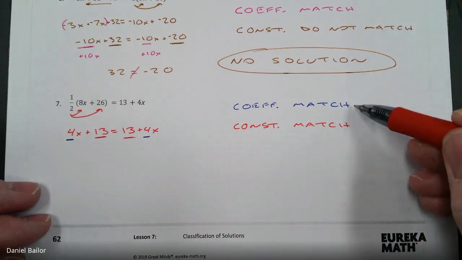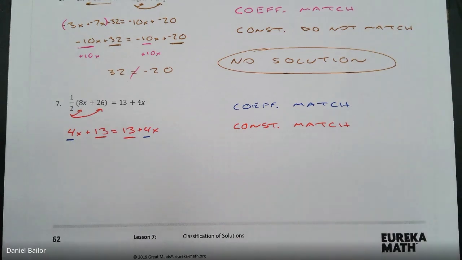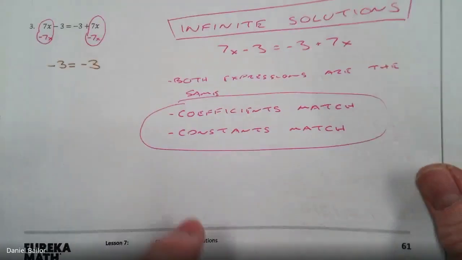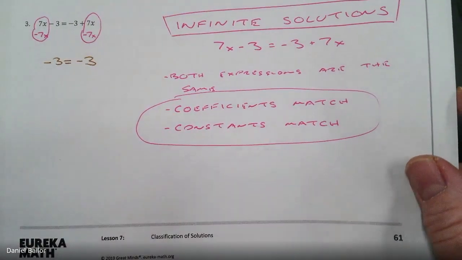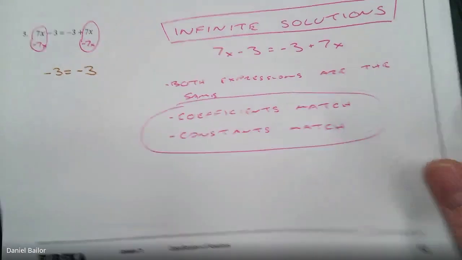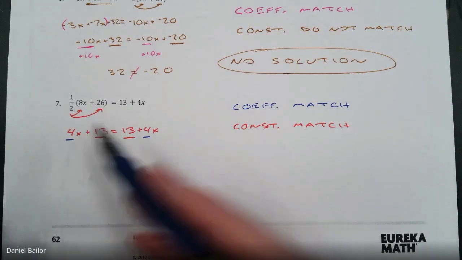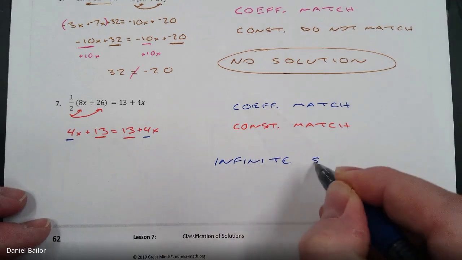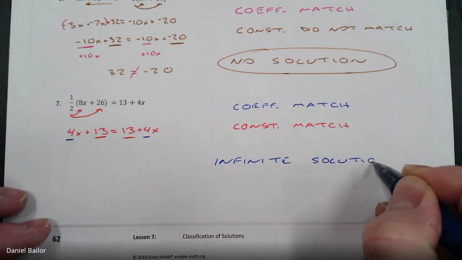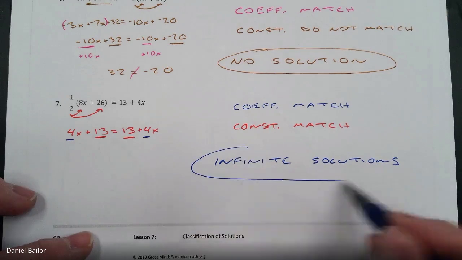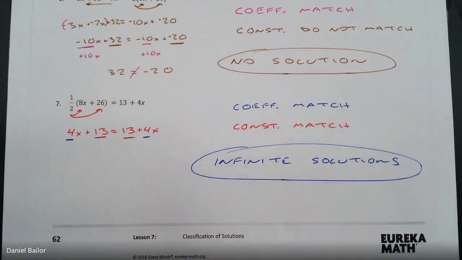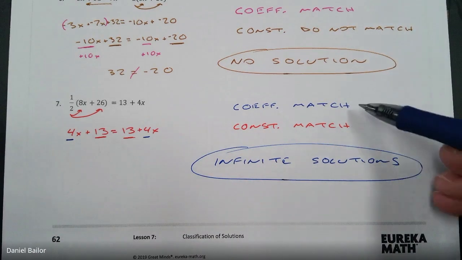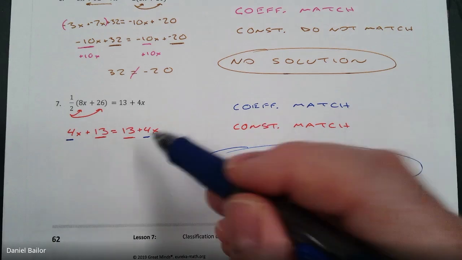Coefficients match, constants match. Therefore, using our rules on page 61, match and match means infinite solutions. So this is another equation with infinite solutions because coefficients match and constants match. So I have my answer, I have my evidence, and my proof. There we go.